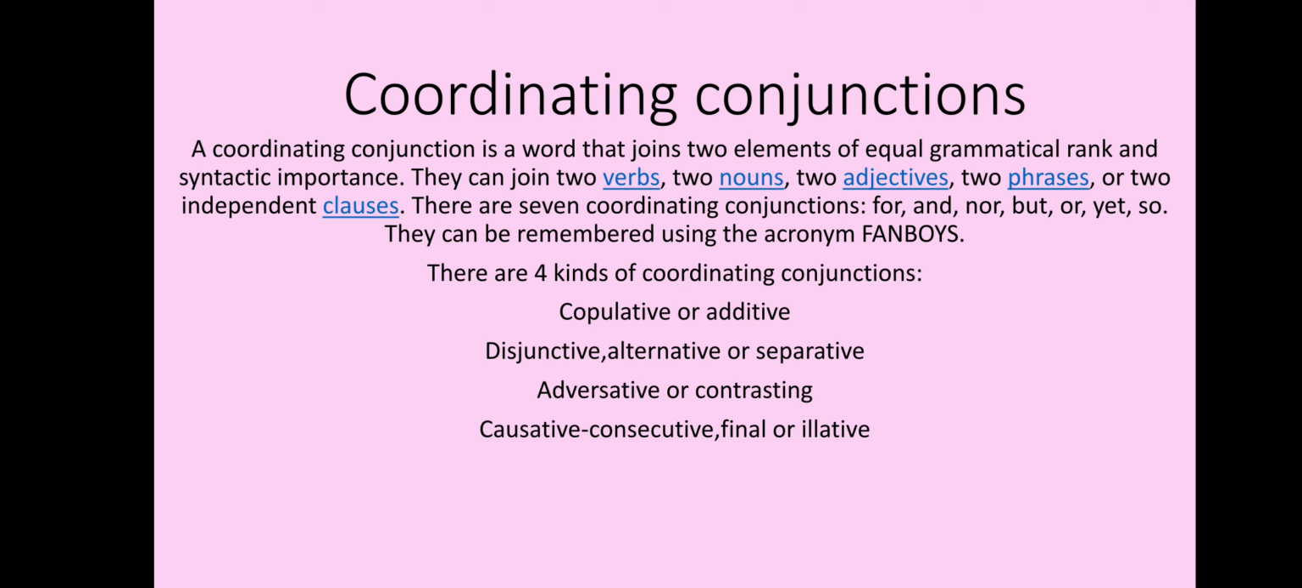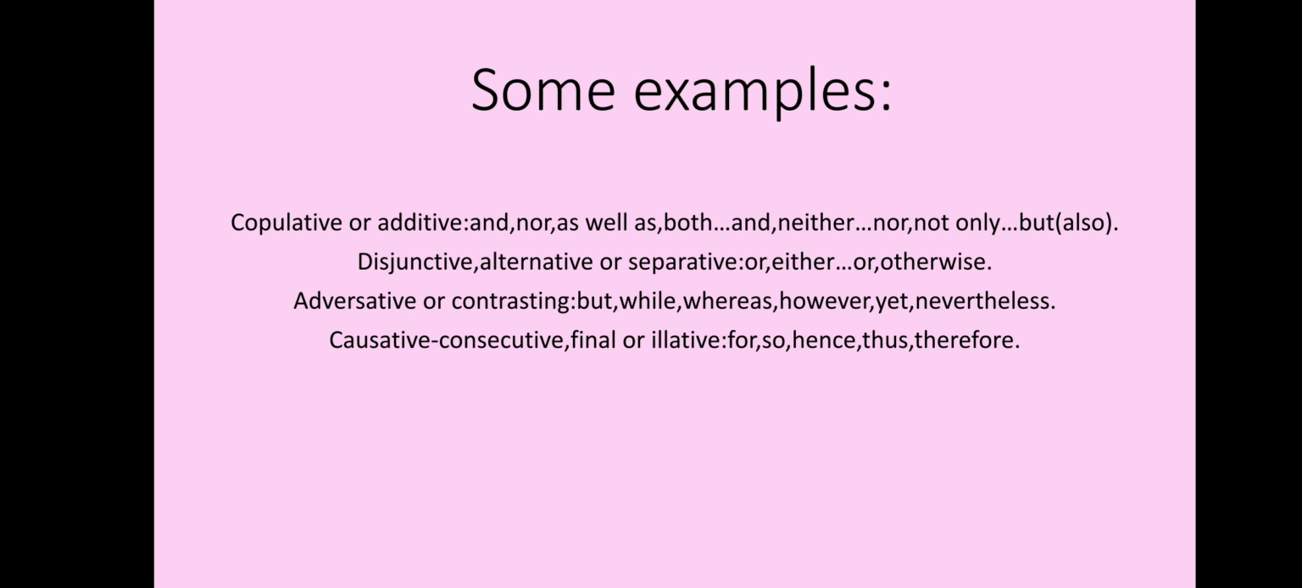There are several kinds of coordinating conjunctions: copulative or additive, disjunctive, alternative or separative, adversative or contrasting, causative, consecutive, final, elative. Some examples: copulative or additive: and, nor, as well as, both...and, neither...nor, not only...but also. Alice wrote the letters and Peter posted them. Disjunctive, alternative, or separative: or, either...or, otherwise.